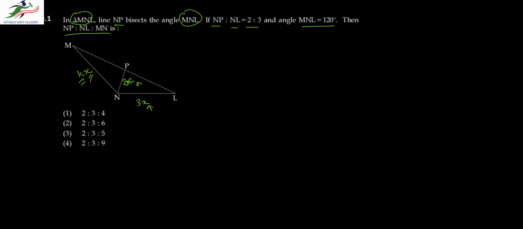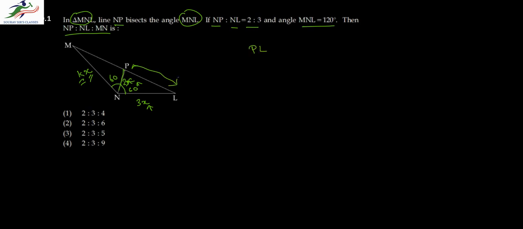So now we see that angle MNL is given as 120 and NP is the angle bisector. So angle MNP is 60 and angle PNL is 60. So now we have to first find out the length of the side PL.